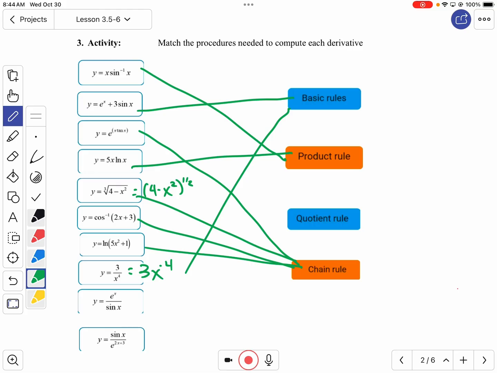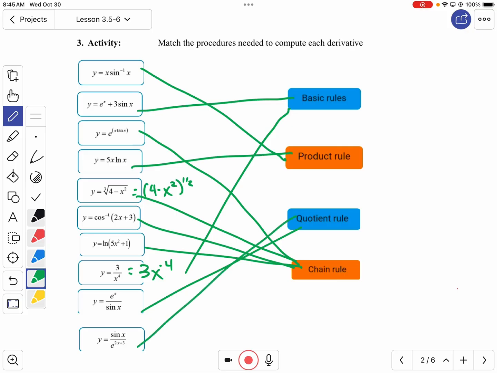I'd rewrite it as 3x to the negative 4. If I don't have to do a quotient rule, I don't. What about the next one? e to the x over sine x. That's definitely a quotient. And sine x over e to the 2x plus 3.